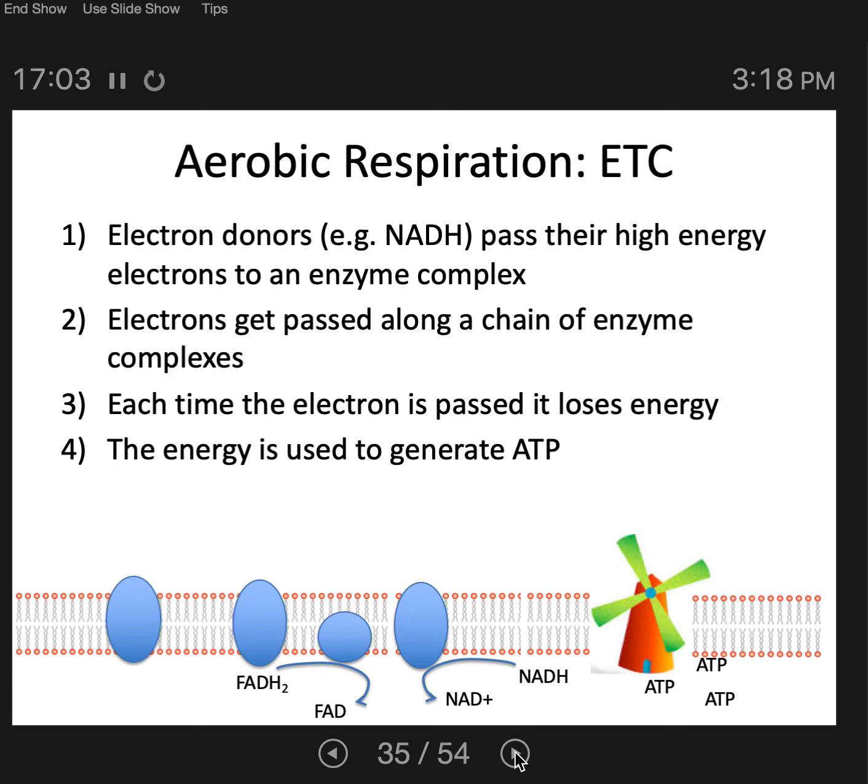So every time the electrons are passed from one enzyme complex to another, they're releasing this energy to generate ATP, but how ATP is generated from that energy is really quite an elegant process. So in the next video, we'll look in more detail about how that happens.